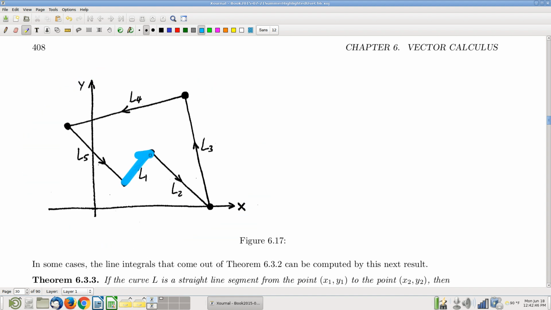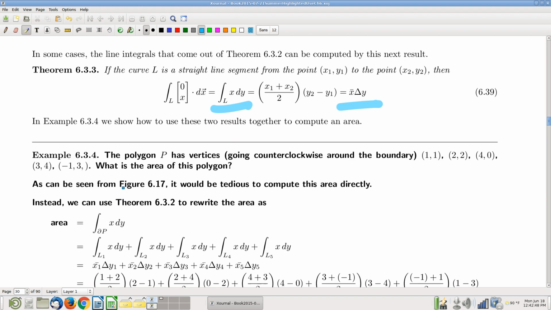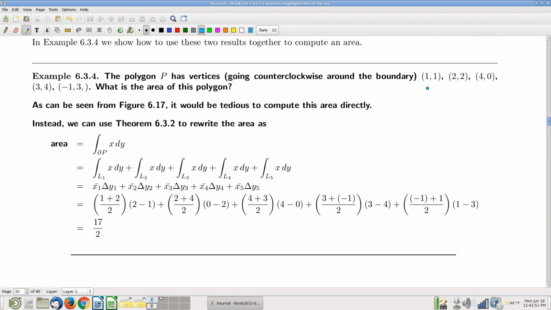Let's look at this first edge, L1. It goes from (1, 1) to (2, 2). And this integral from (1, 1) to (2, 2) of x bar delta y: the average value of x is 3/2. The change in y, well, y starts at 1, ends at 2, therefore the change in y is 2 minus 1.